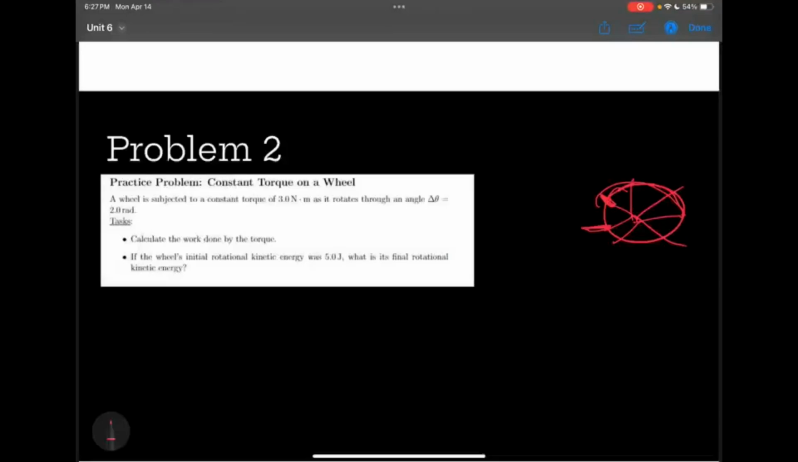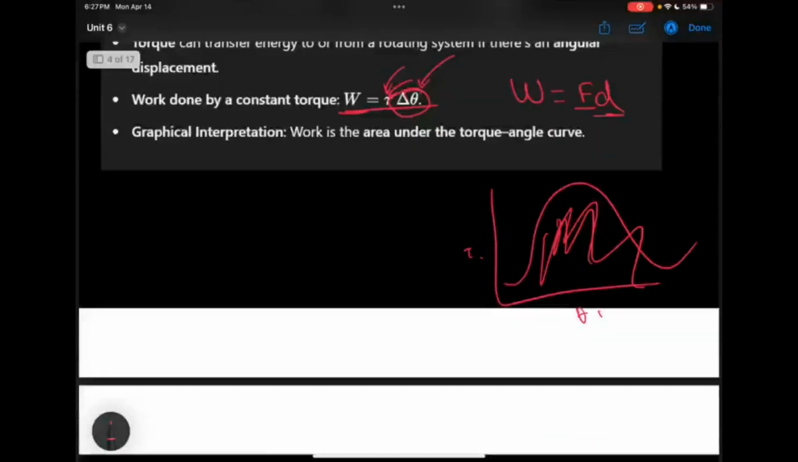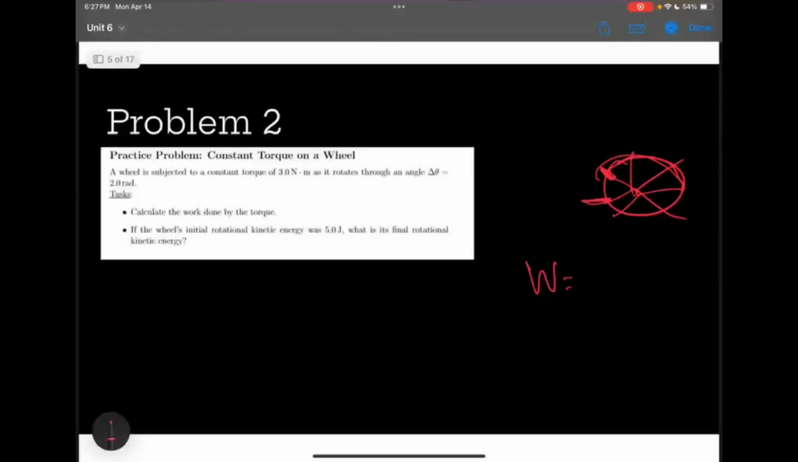So calculate the work done by torque. We know that work is equal to torque times angular displacement. So here we can just plug it in, so it's just 3 times 2. That's 6 joules, right? So in other words, we're adding some energy into this wheel as we're steering it. It's gaining some angular velocity, we're putting some acceleration into it by applying this torque.